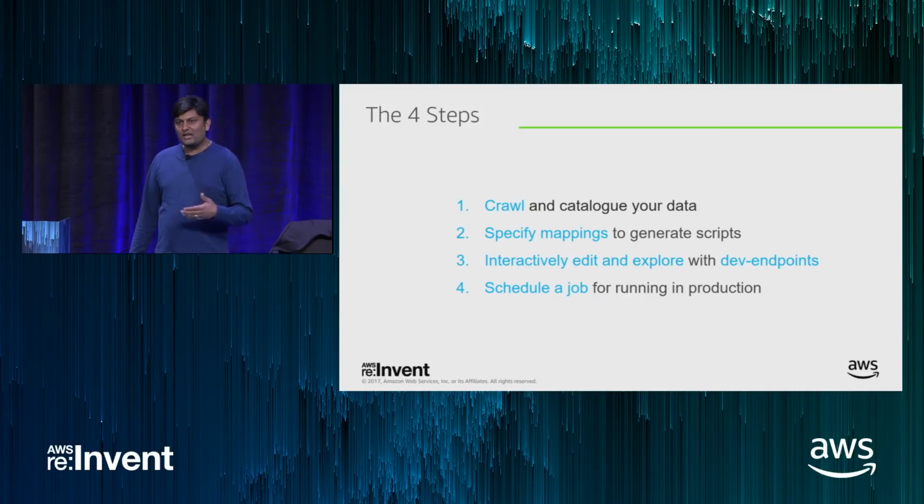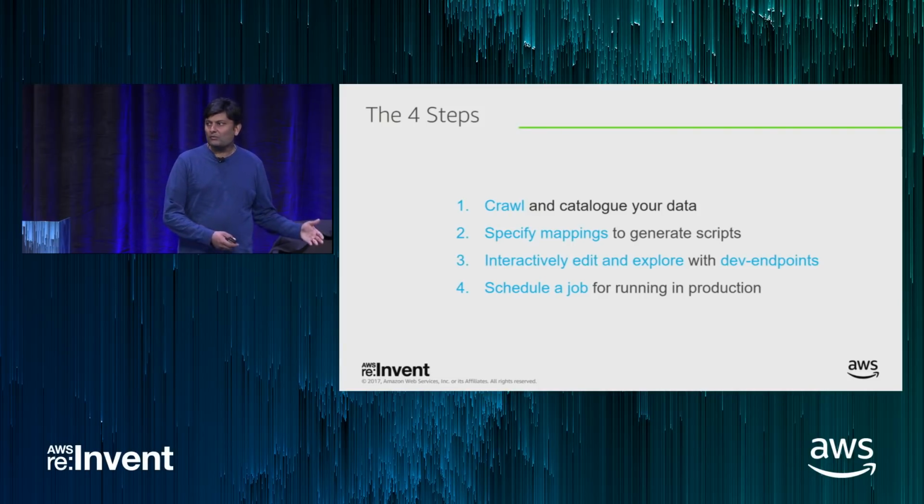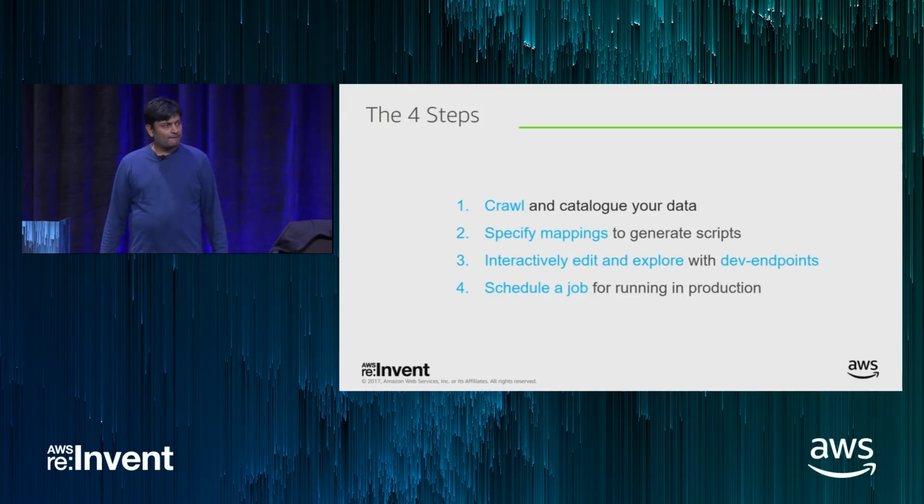Next, once you have your data indexed inside of your catalog, you can specify mappings with the AWS Glue console that will then generate an ETL flow. It'll actually generate some code for you. You can edit that code using development endpoints in an environment which is exactly the same environment that you get when you run your jobs. And then finally, you can schedule and trigger your jobs in a dynamic fashion.